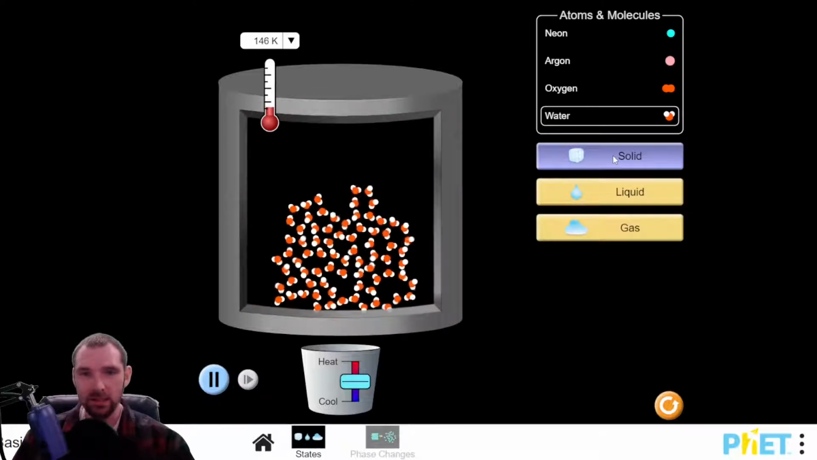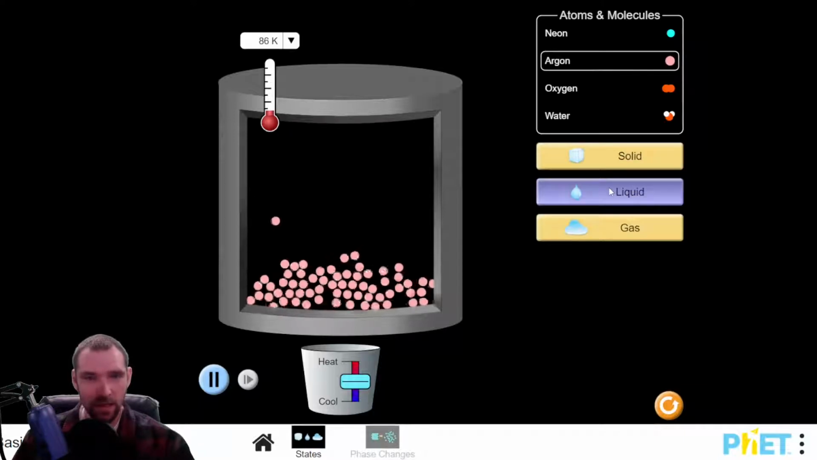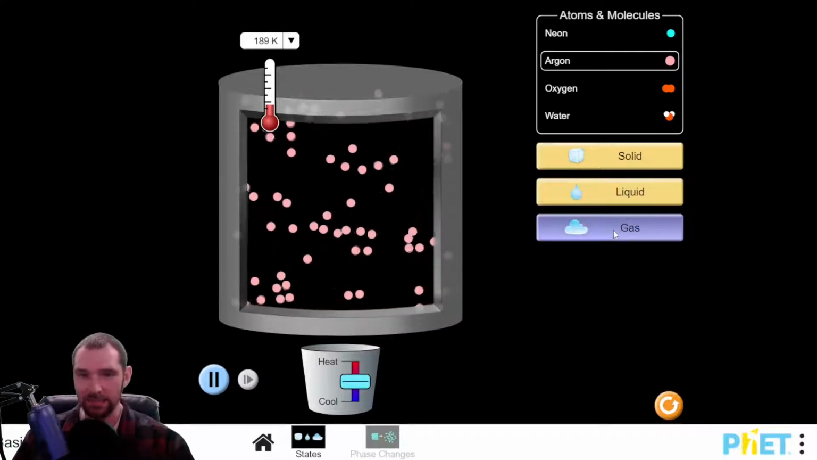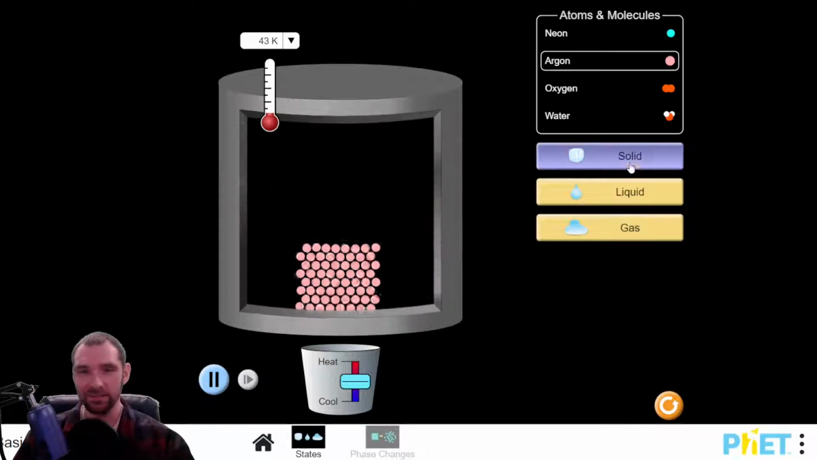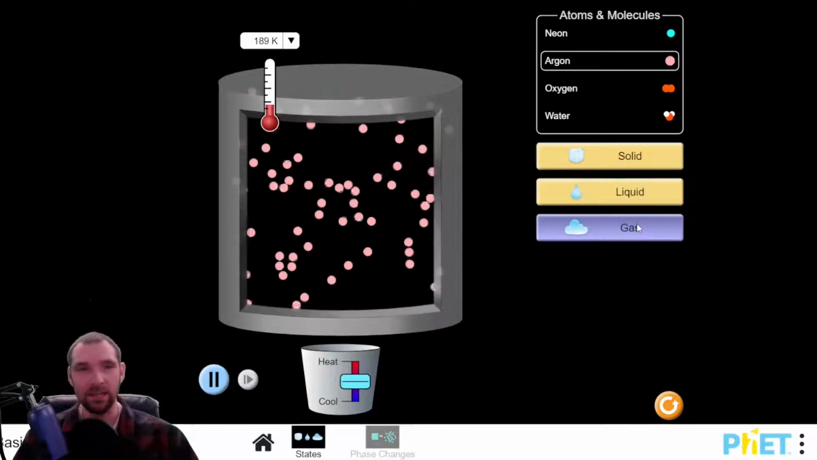So you can see the solid is a nice, neat structure most of the time. And then the liquid is more spread out. It's a more chaotic system. And the gas is the most chaotic. If you just asked me visually which one looks chaotic, I'd say this one looks like a classroom of 6th graders. It looks like chaos, right?